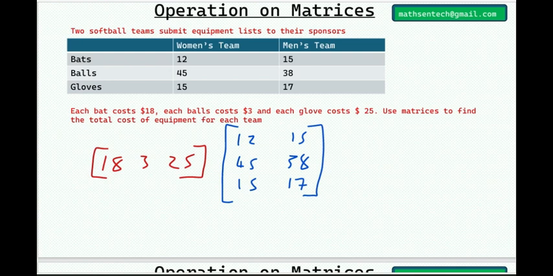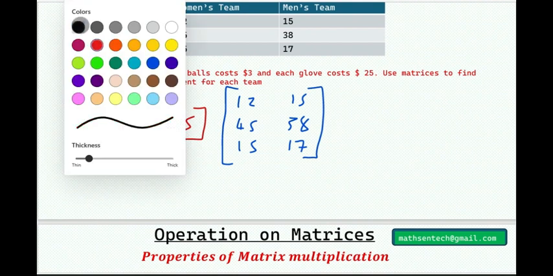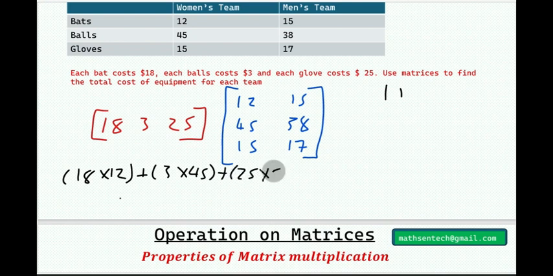So now, how do you do this multiplication? Just the same way we did the other one. So for this one, you're going to have the first one, which is 18 by 12, 3 by 45, 25 by 15. For the first element, remember, we are in the first row, the first column. So in position 1, 1, we are going to have what? 18 times 12 plus 3 times 45 plus 25 times 15. That will be the first element.